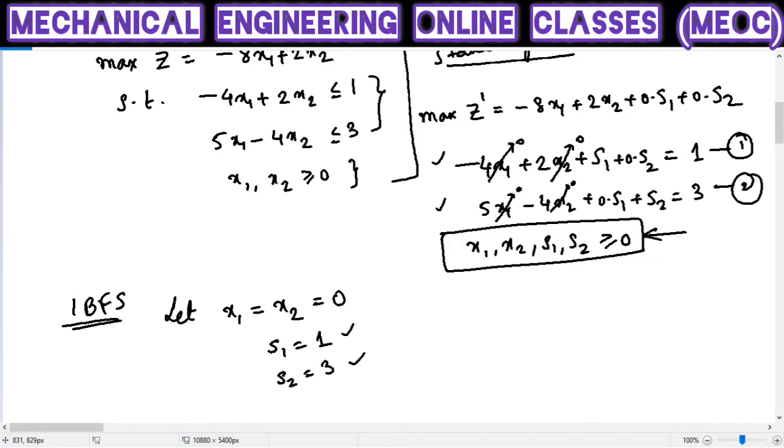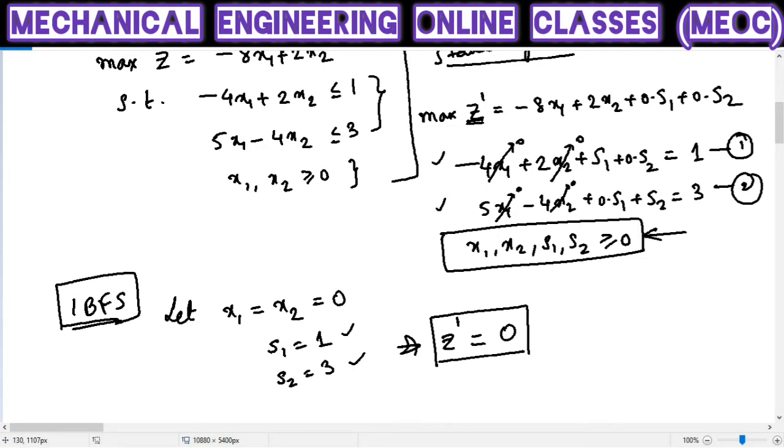So what is z dash now? We know the value of x1, x2, s1, s2. x1, x2 are assumed to be zeros. s1, s2 are found as 1 and 3 respectively. So therefore our z dash will be minus 8 into 0 plus 2 into 0 plus 0 into 1 plus 0 into 3, which is 0. So we have obtained an IBFS for our simplex.